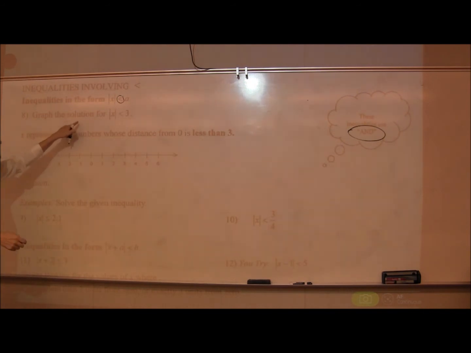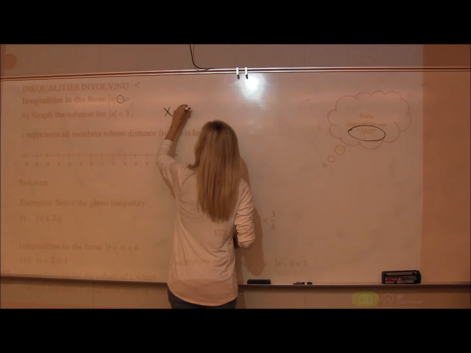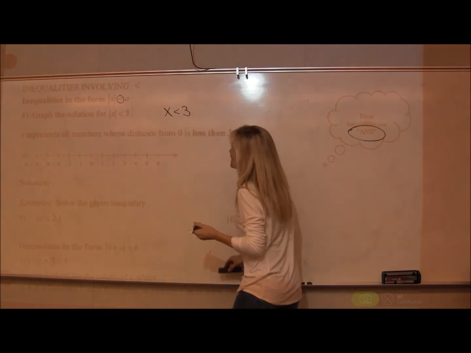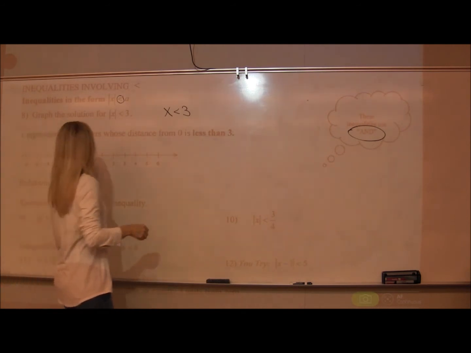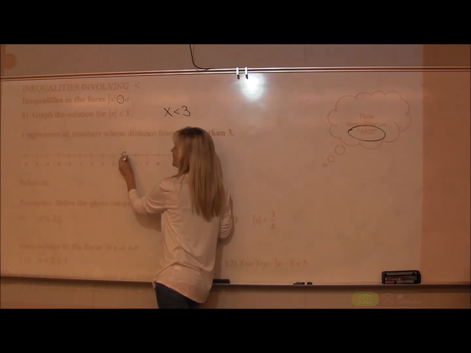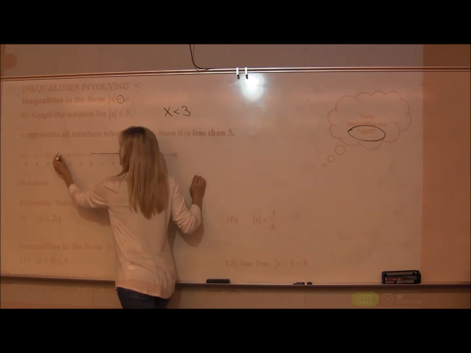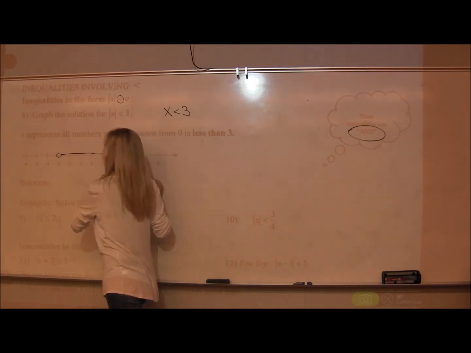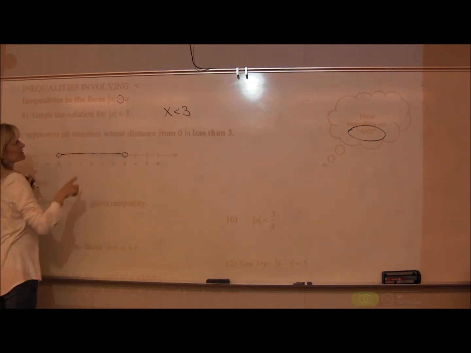Okay, so let's think about this. This is absolute value of x is less than 3. This represents all the numbers whose distance from 0 is less than 3. So its distance from 0 is less than 3. So it's between 3 and 0, but it's also between negative 3 and 0. Classic "and" graph, with just a segment. And in this case, open circles because it's less than.